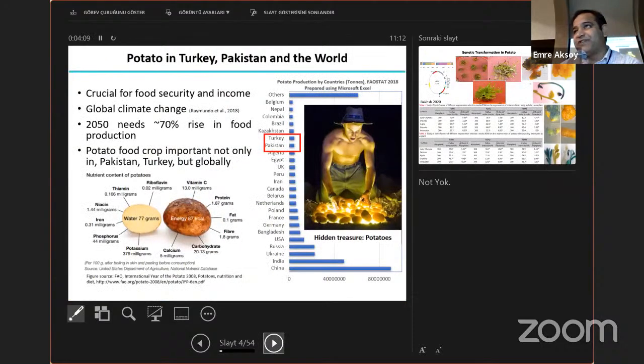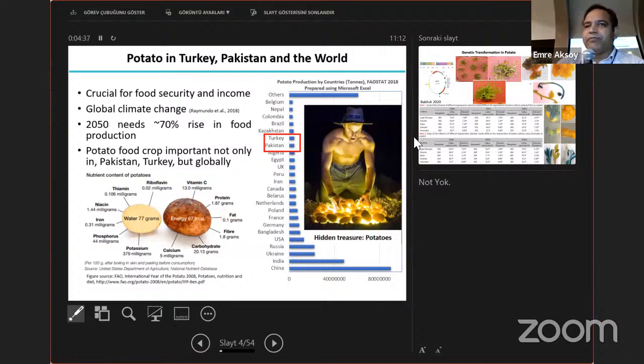Potatoes: the importance of potato is crystal clear. No need to explain its importance. It's a hidden treasure, and we say that because we were in central Anatolia of Turkey, which is the best for potato production. There we started working, and likewise, potato is also very strategically important for Pakistan as well, and of course for the world.